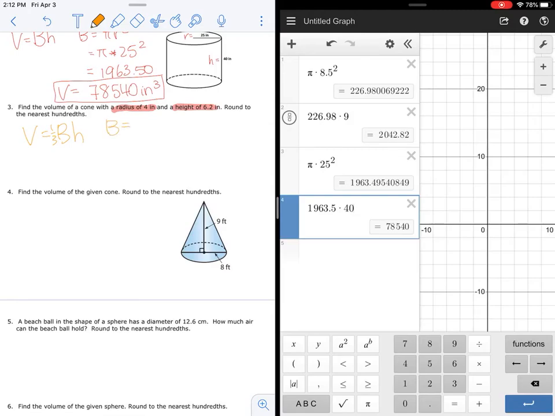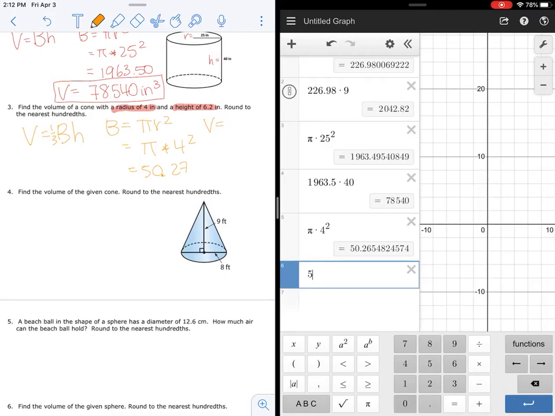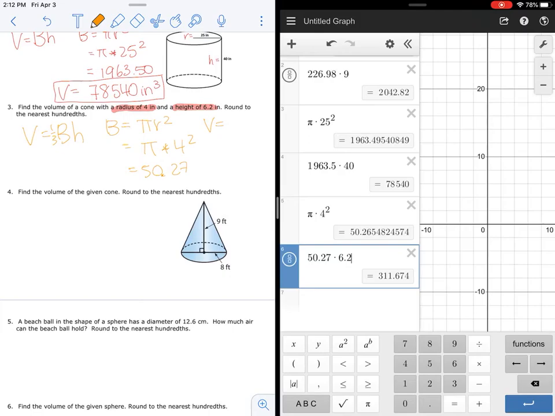I'm going to start with the big B, the area of the base, which is the circle again, and it's just pi r squared. So it would be pi times 4 squared because the radius is 4. I'm going to go to my calculator. So pi times 4 squared, that gives you 50.27. And now I'm going to multiply that by the height, which is 6.2 in this case. So I'm going to do 50.27 times 6.2, and that gives you 311.67 as your final answer.